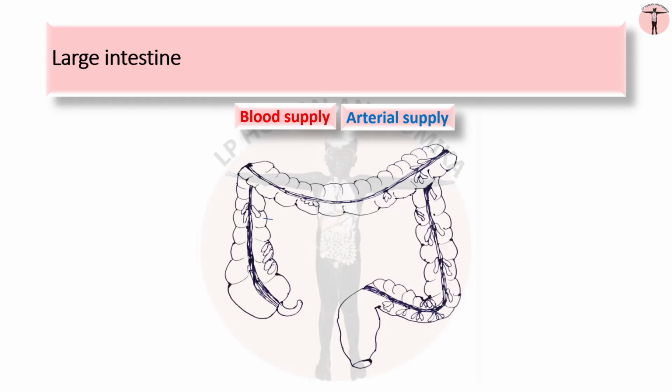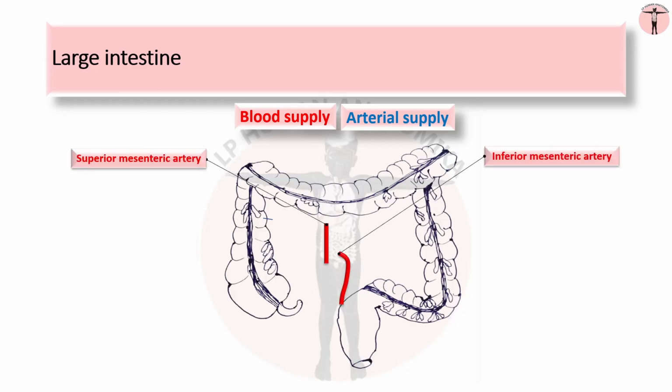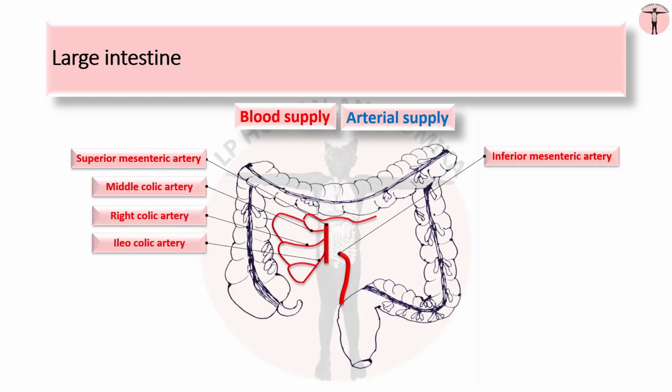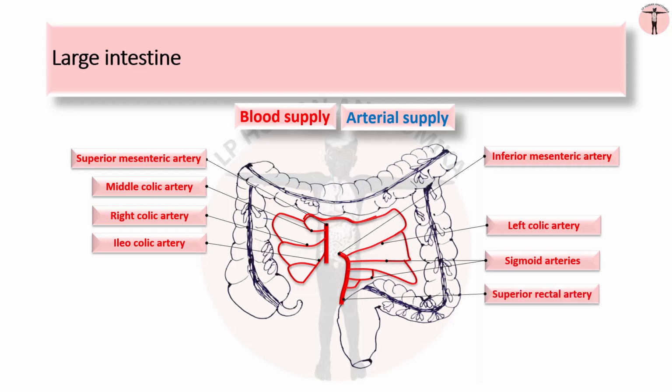Coming to the blood supply of the colon, the wall of the large intestine. The colon is supplied by the branches of the superior and inferior mesenteric arteries. The branches of the superior mesenteric are the ileocolic, right colic and middle colic branches. The branches of the inferior mesenteric are the left colic, sigmoidal and superior rectal artery, which is the continuation of the inferior mesenteric.